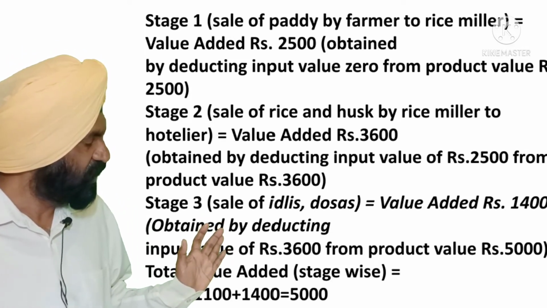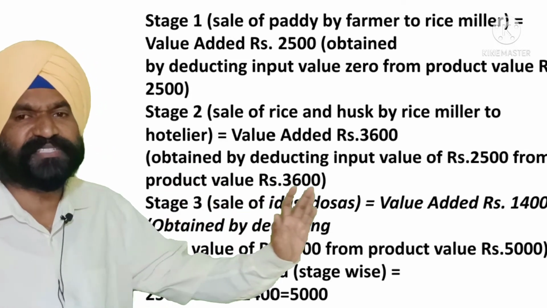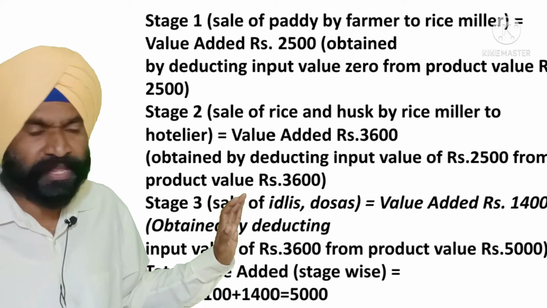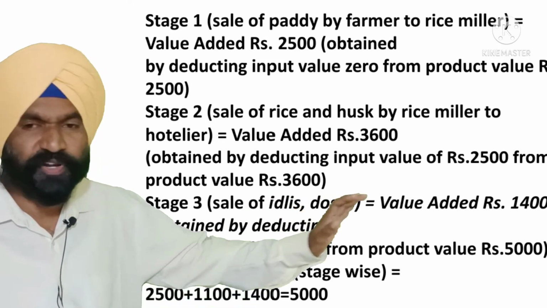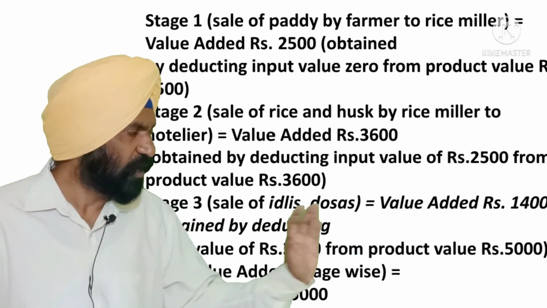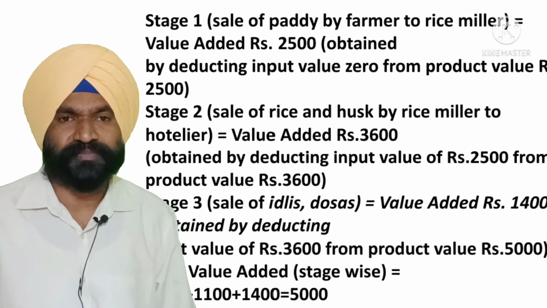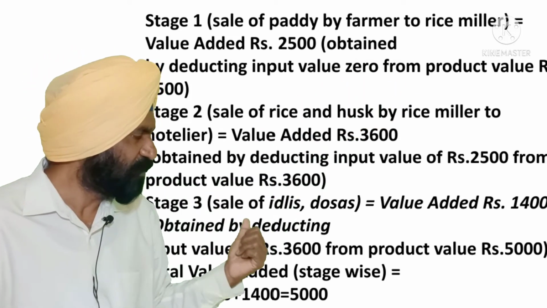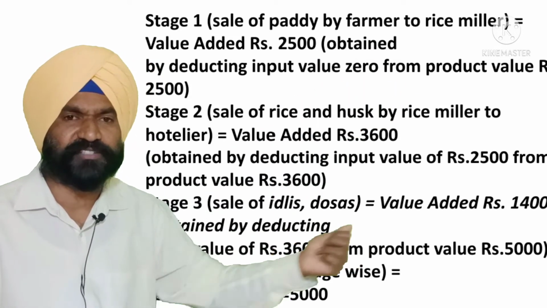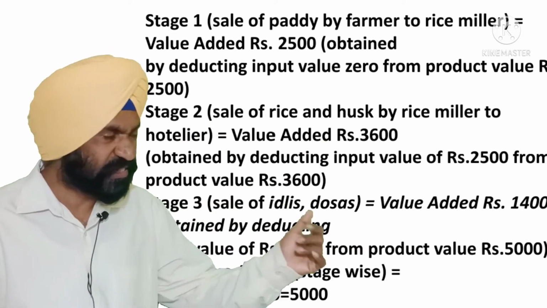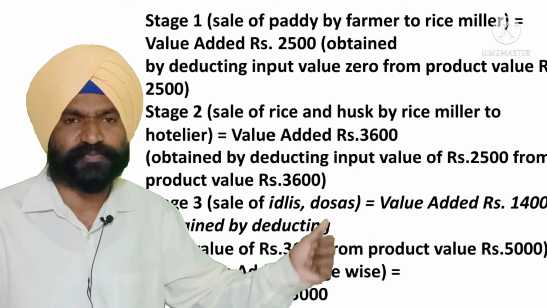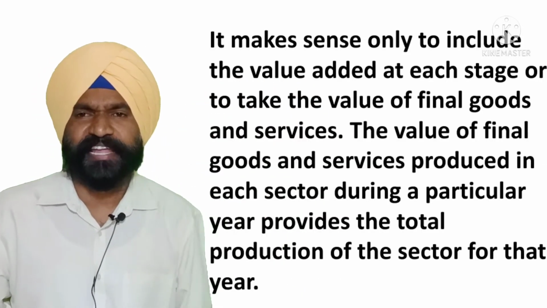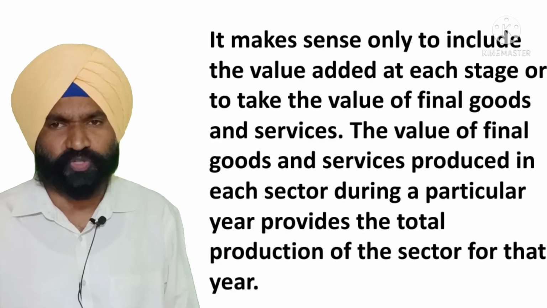Now if you see the value added at different stages, 2,500 in stage 1, 1,100 in stage 2, 1,400 in stage 3, all calculated together is equal to 5,000. What we got in the first example, 5,000, is the final value, and if you add up the value added at different stages also, we are getting 5,000 here. So this is the final value of the goods and services produced here. It makes sense only to include the value added at each stage or the final value of the goods.